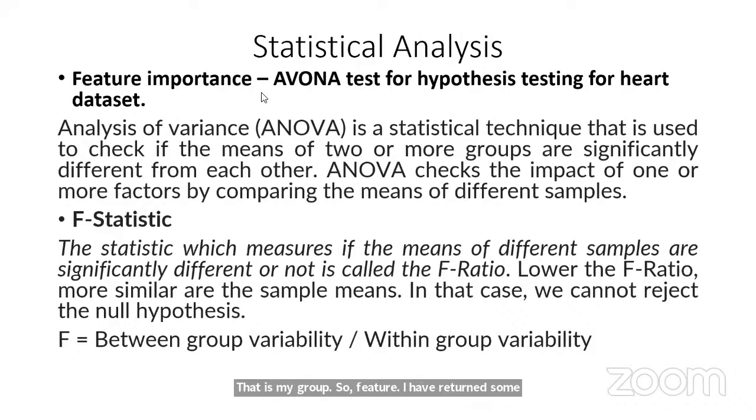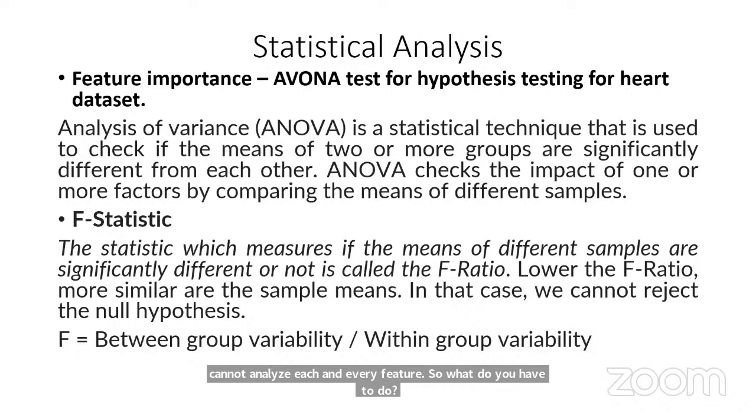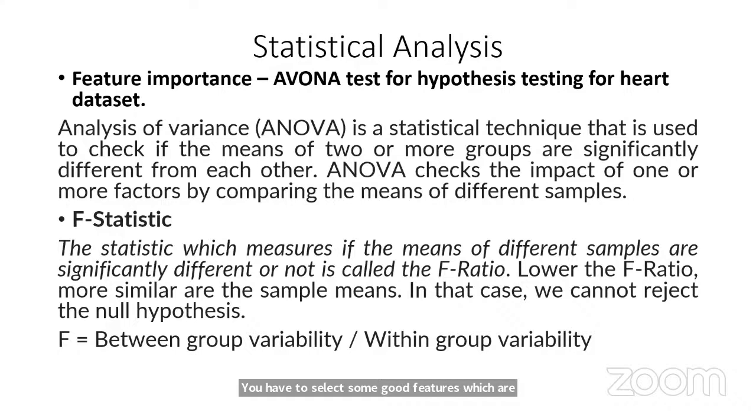I have written some feature importance. I have told you that machine learning requires data, X and Y. We call X the features, whatever characteristics the data has. In machine learning we don't have 10 features, we have thousands, even tens of thousands of features. You cannot analyze each and every feature, so you have to select the good features which are important for your analysis. Here I am performing the ANOVA test for feature importance.